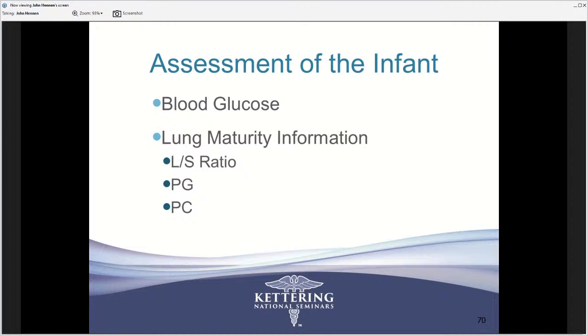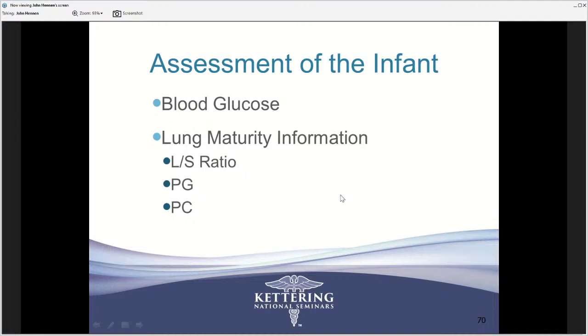Letter O there, lung maturity information. Number 1, the lecithin sphingomyelin or L/S ratio. Letter A, if you have a ratio of 2 to 1 or higher, that's good. Letter B, if the ratio is less than 2 to 1, then it indicates a high risk for HMD or IRDS, which of course are indicators that the lung is immature.